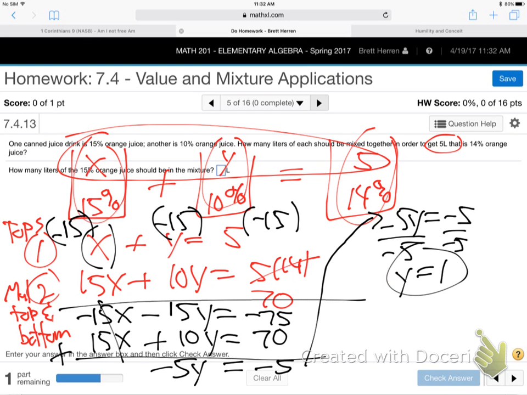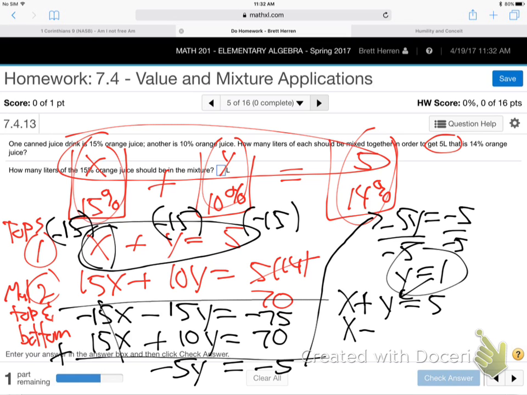So we got y. How do we get x now? You can just subtract from 5, right? This equation says x plus y total 5. So if one of them's 1, the other's 4. Or if you want to be more formal, you could plug it in. x plus 1 is 5. Subtract 1. x is 4. So there we go. So 4 is the amount of 15%, 1 is the amount of 10% to mix to get what you need.